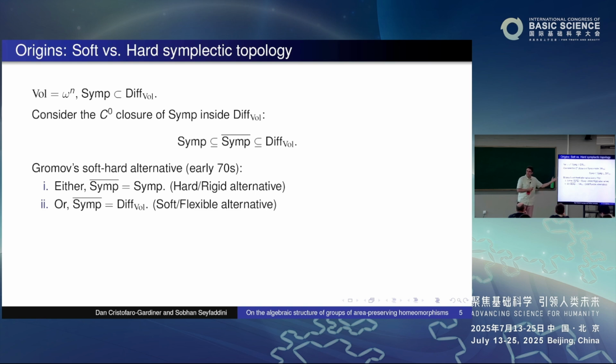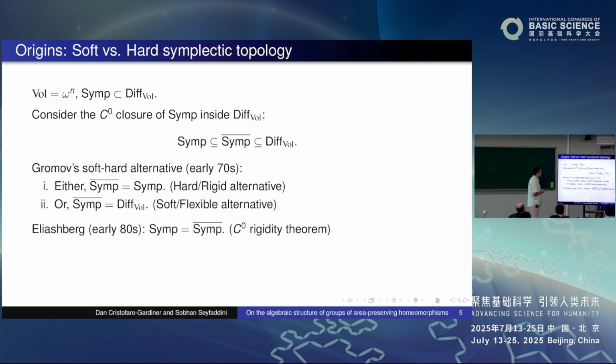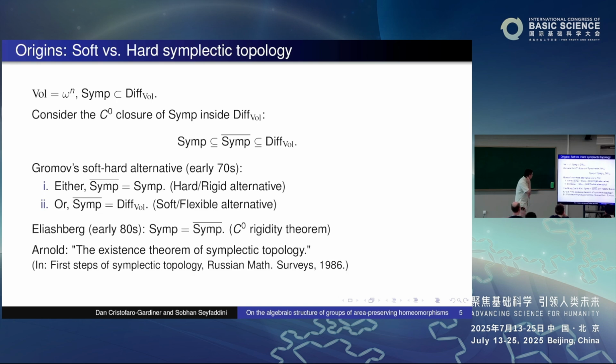He proved this in the 70s and left the world in mystery. Some 10 years or so later, Eliashberg resolved the alternative in favor of rigidity. So he showed that you never get the flexible alternative; you always end up with the rigid alternative. This is what has become known as the C0 rigidity theorem of Gromov and Eliashberg. Chronologically speaking, this is perhaps the first major theorem in the field of symplectic topology, and it gave birth to what's called modern symplectic topology.